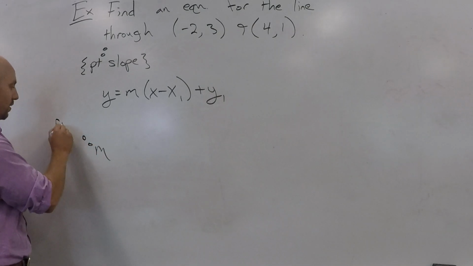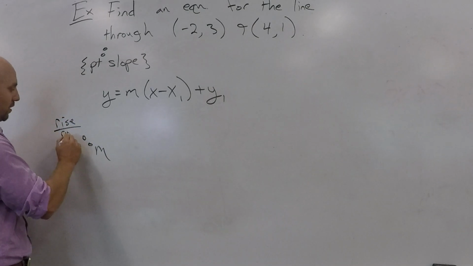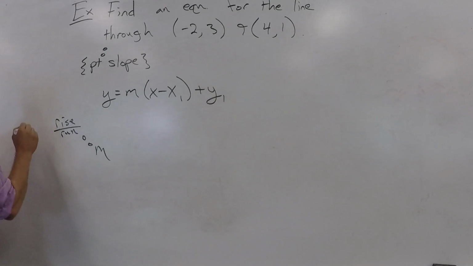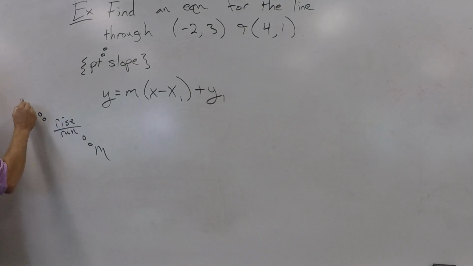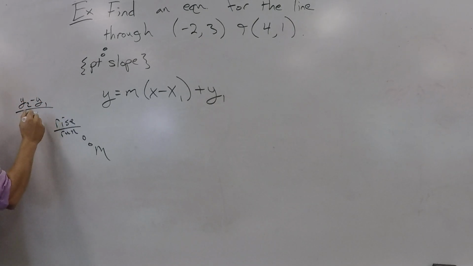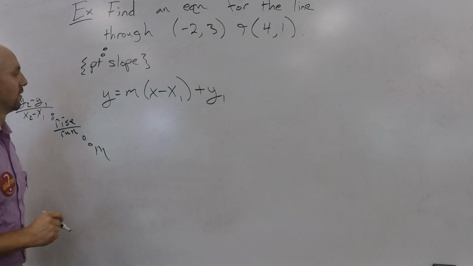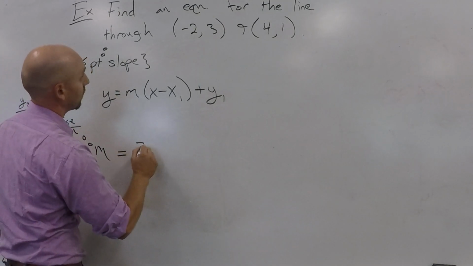Which I'm thinking rise over run, which maybe you're further thinking of as changing y over changing x. Perfect. Change in y's over change in x's. So, 3 minus 1 over negative 2 minus 4.